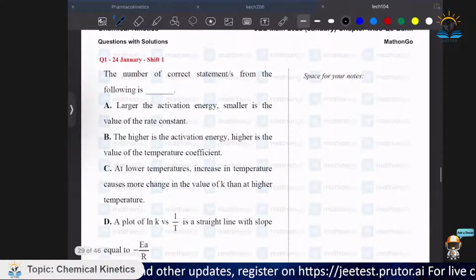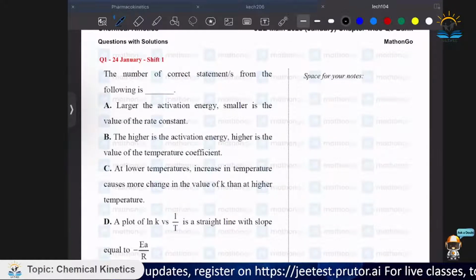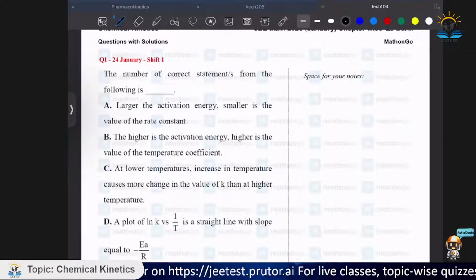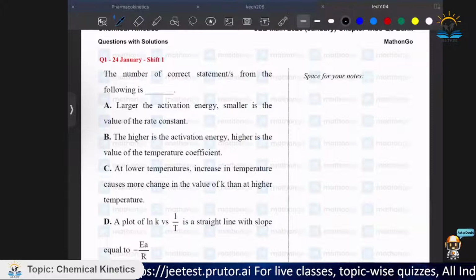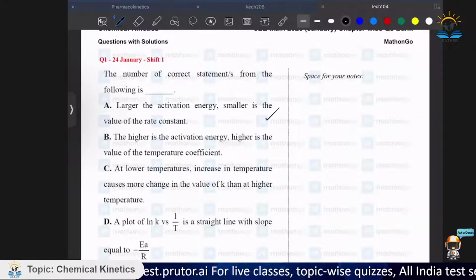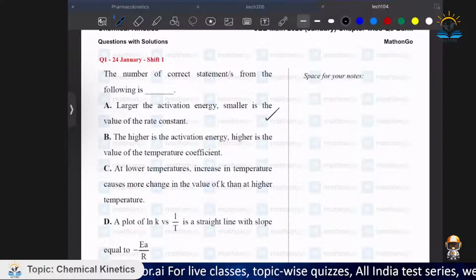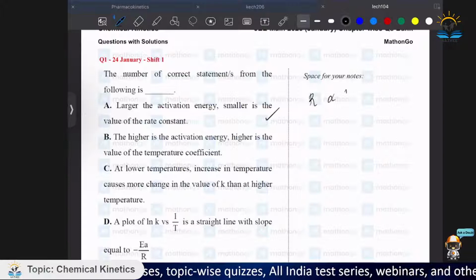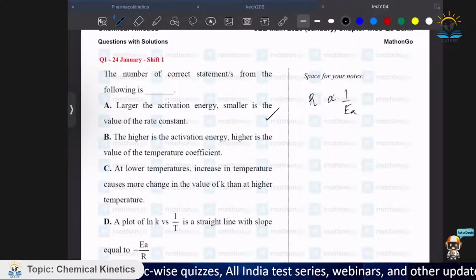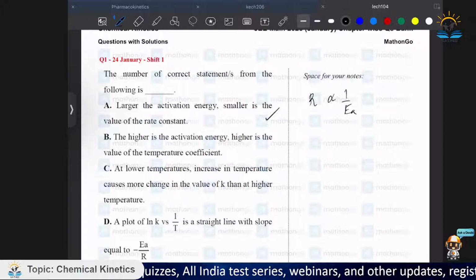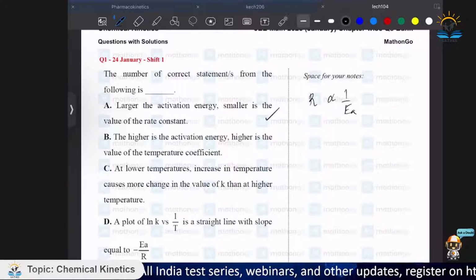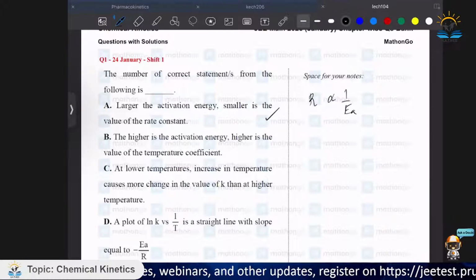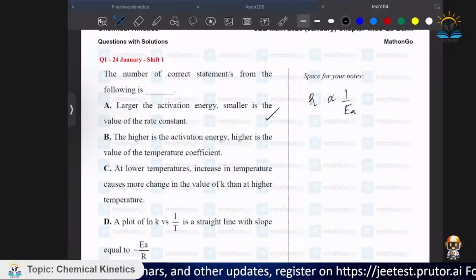The first question says number of correct statements. First statement: larger the activation energy, smaller is the value of the rate constant. So this is a correct statement. How do you explain it? From the Arrhenius equation, and generally we can also explain it. Rate constant is inversely proportional to activation energy, because if activation energy is more, the reaction is basically not that feasible. If it is less, then the reaction will try to happen.